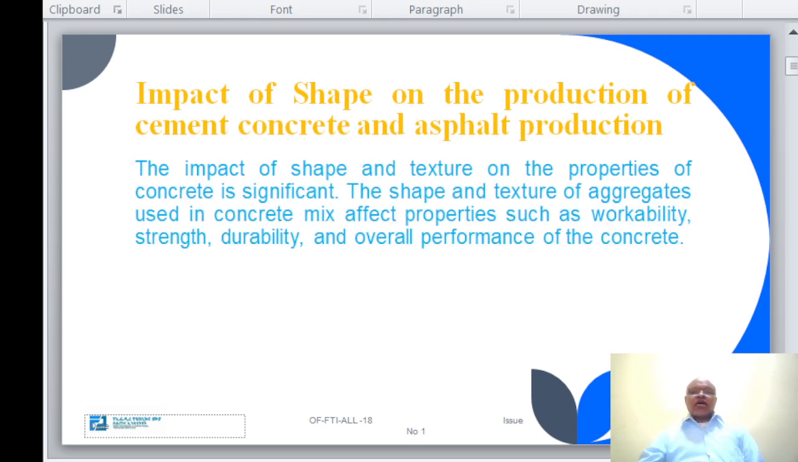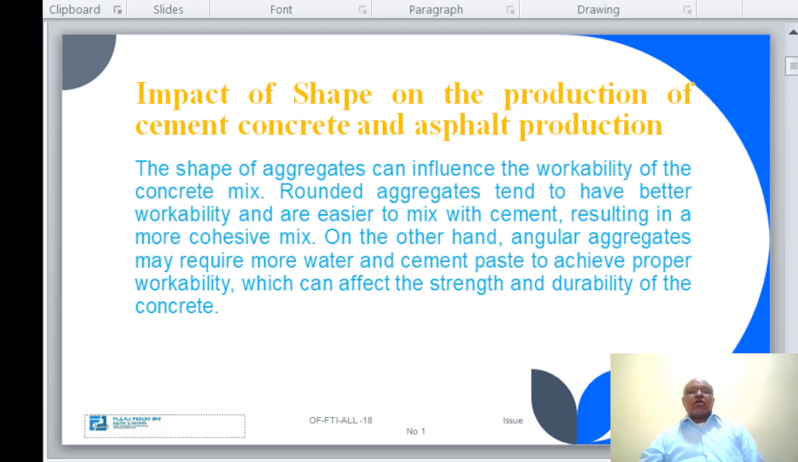The effect of aggregate on production of cement and asphalt production. The shape of aggregate particles used in cement and asphalt concrete production can have significant impact on the properties of final mixture. Here are a few key points to consider. Workability. The shape of the aggregate particles can affect the workability of concrete mix.